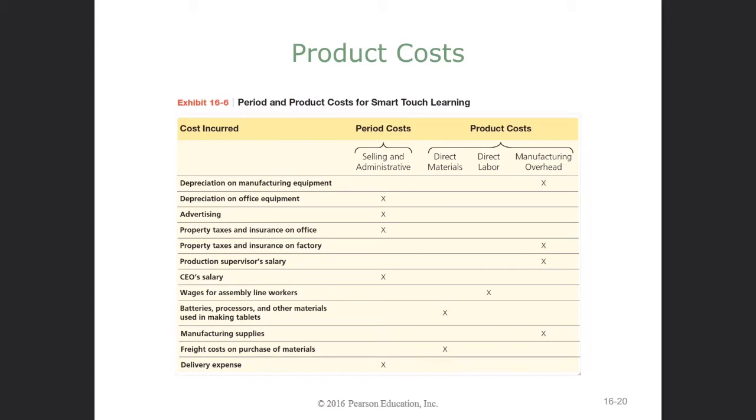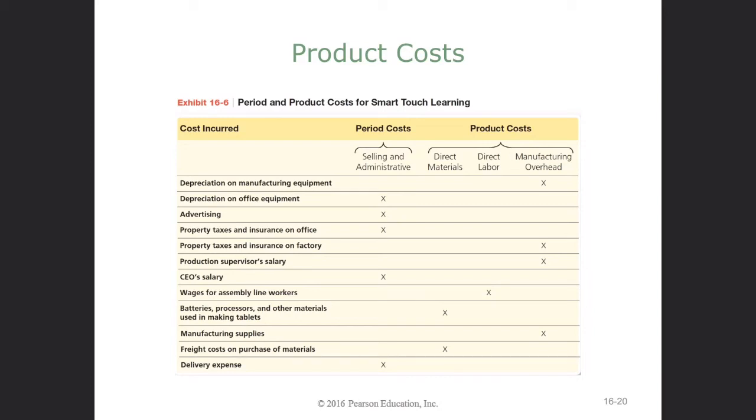One that's easier to see would be depreciation on office equipment. You're not going to see the depreciation on office equipment going into the car. So that's a period cost as well, because that's not actually physically going into the car. We'll talk more about this, and as we do, it may be a little clearer, hopefully, and if not, we can come back to it.